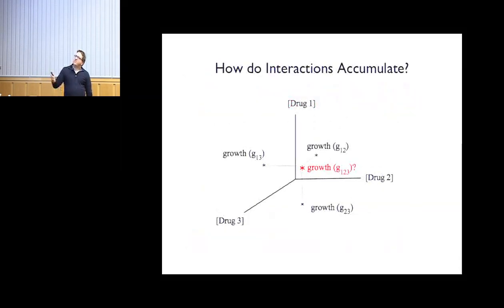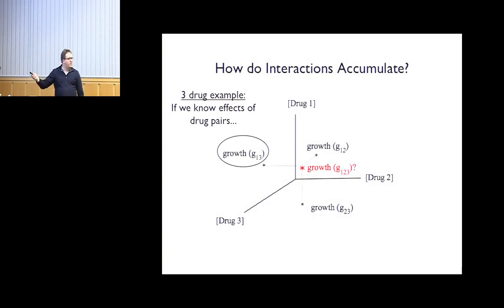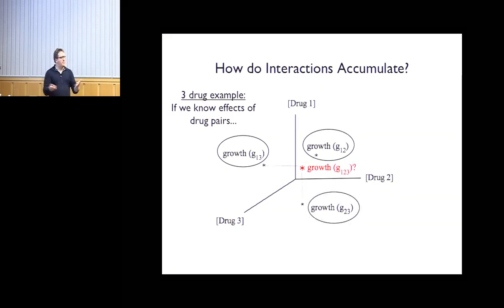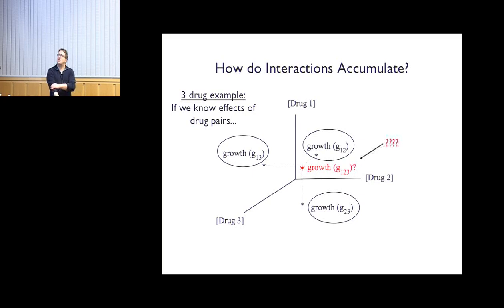So an example. Let's say we have three drugs. Let's say that we know the effects of the drugs individually, and maybe we know the effects of the drugs in pairs. So we know what I'll call G1-3, the effects of, or the growth of cells in the presence of drugs 1 and 3, G1-2, and G2-3. And the question is, can I say anything about what will happen when I put all these drugs together, right?